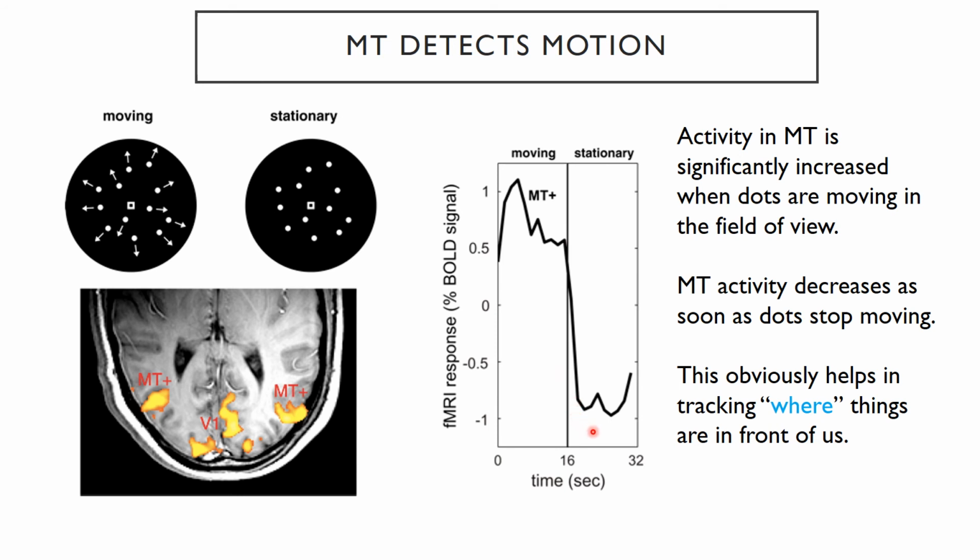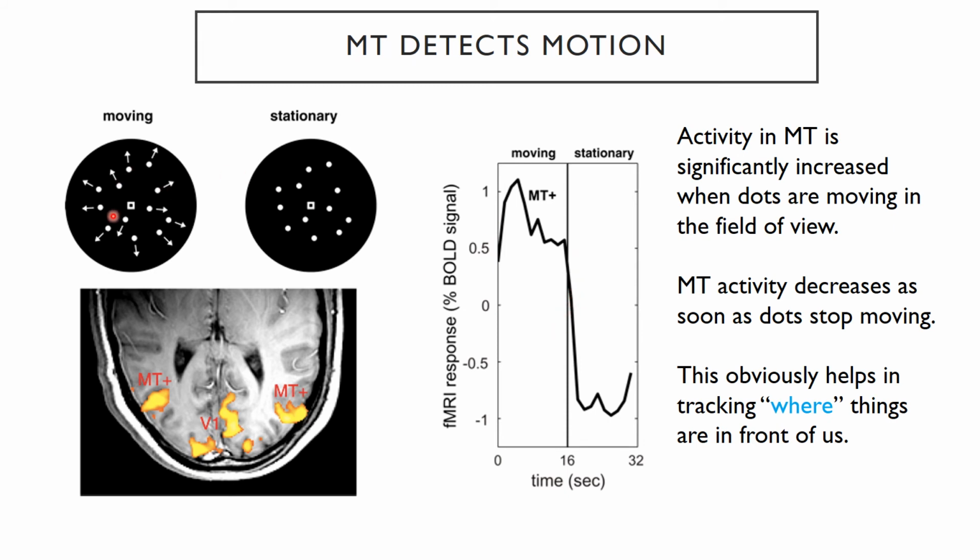MT, in particular, seems to be heavily involved with tracking where things are moving, and determining how much is moving and which direction they're actually moving. It helps with the processing for that. You can do experiments where you have a whole bunch of dots and only a few of them are moving, and the subject has to tell you whether they're moving to the right or to the left. The more dots that are moving, the more activity that you will see in MT.